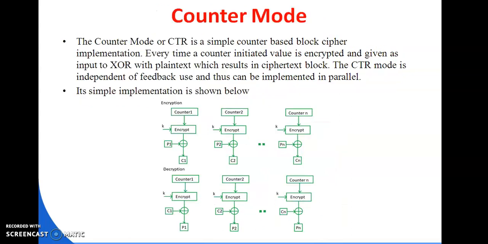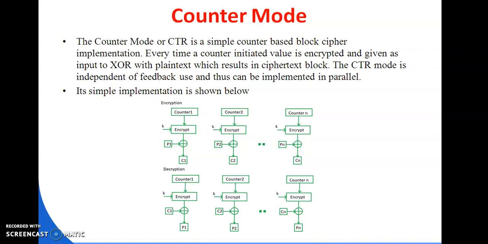Next we come to the counter mode. Counter mode, or CTR mode, is quite similar to the OFB mode, and it is a simple counter based block cipher implementation. Every time, a counter initial value is encrypted and given as input to XOR with plain text, which results in a ciphertext block. The CTR mode is independent of feedback use and thus can be implemented in parallel.